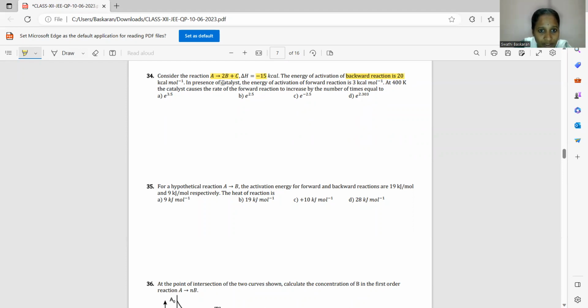In the presence of the catalyst, the energy of activation of forward reaction, which means that we need to assume two different types of curves here. One is in the presence of the catalyst and one in the absence of the catalyst. And both of them, we need to show it as exothermic because based on the value of delta H. And at 400 Kelvin, the catalyst causes the rate of the forward reaction to increase by the number of times equal to. Okay, now let us solve this question. Question number 34. Okay, so let us first draw the graph. So once graph is drawn, from there we will be able to understand clearly what exactly we are doing. Okay, now first of all, let us make the graph.